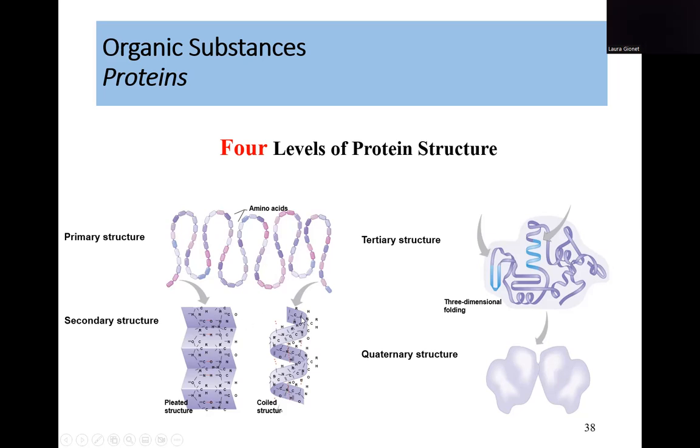All along the way, one positive end of one amino acid will become approximated to the negative of another, and boom, they form this hydrogen bond. And that maintains this accordion kind of pleated structure, or the coil. Now picture that, let's say 2 feet long.